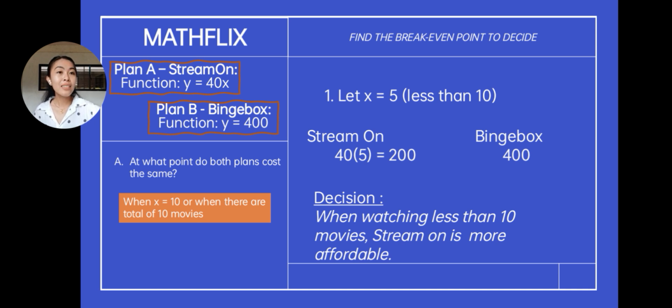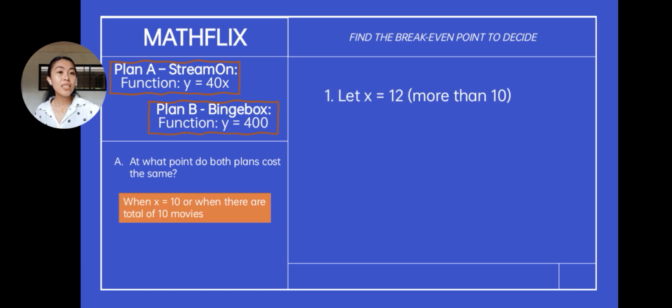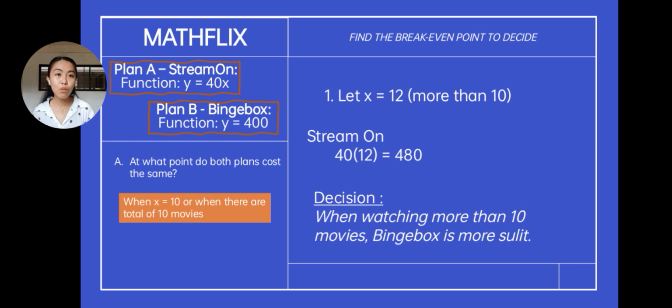Now let's try to plug in a value for x that is greater than 10. The number we pick is 12. So let's try 12 for Stream On. 40 times 12, that is 480. But for Binge Box, you're still going to pay an amount of 400. Now as you notice, Binge Box is cheaper when watching more than 10 movies.